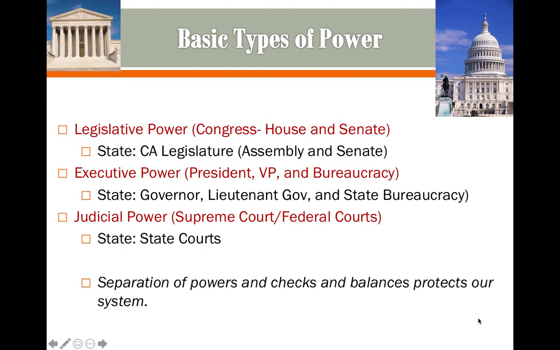So as you see with these basic types of power, whether it's at the federal level, which is the legislative, executive, and judicial, or whether it's the state level, we have this system of separation of powers, these checks and balances to protect our system. Not only at the federal level do we have three branches, but also at the state level, which a lot of people don't realize.